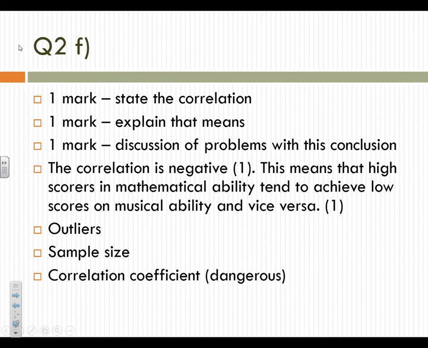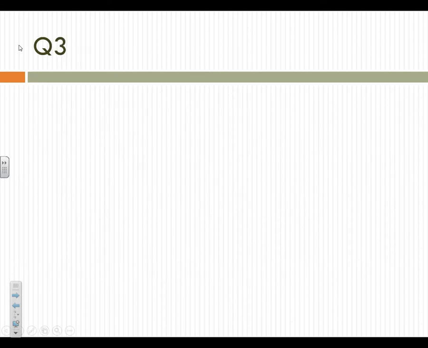You can talk about whether it's strong or weak, negative or positive, but you can't really do the correlation coefficient without being careful, without potentially messing up there. So tell me what the correlation is, name it, explain what that means, and then tell me why there's problems with it. Lots of outliers, small sample.